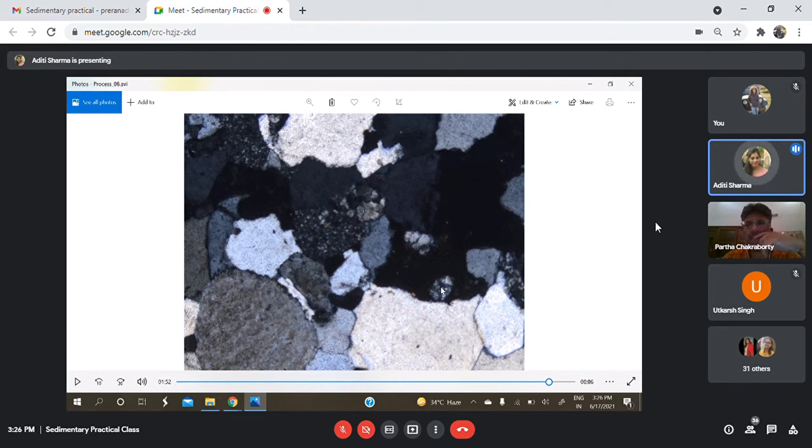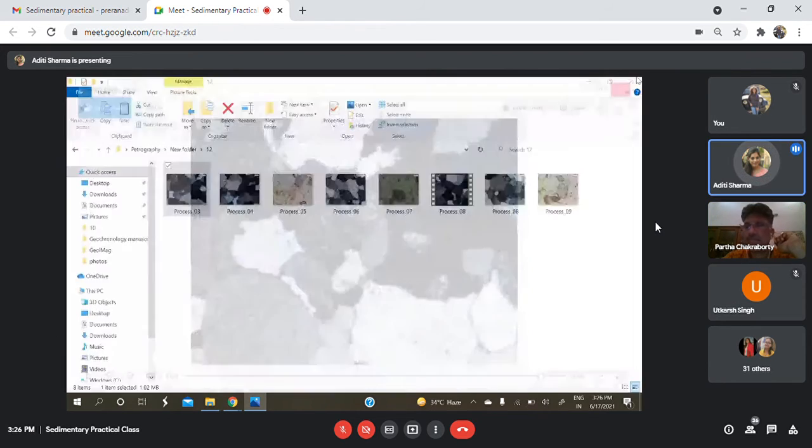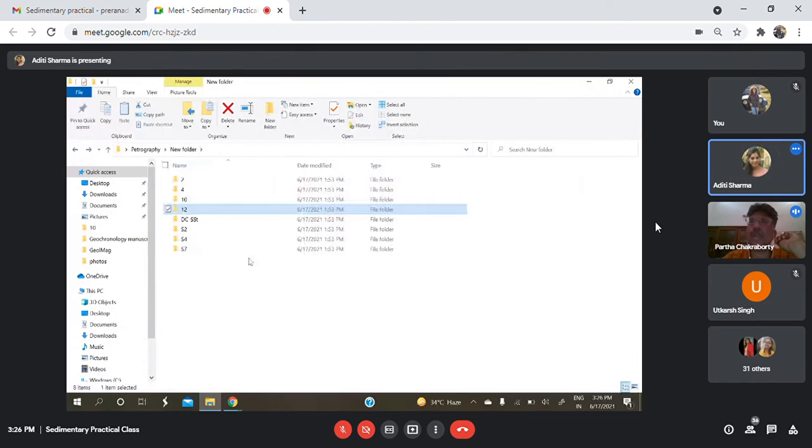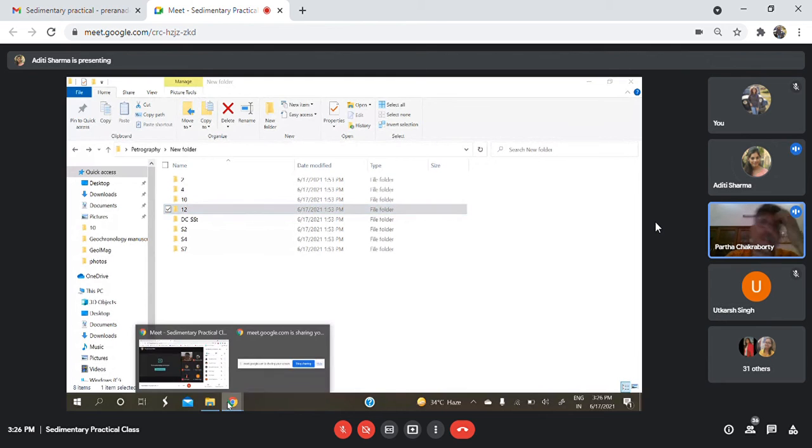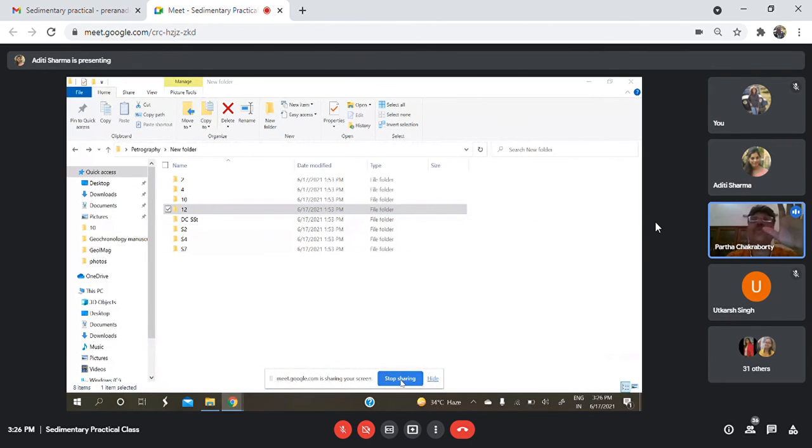This slide is finished. So we will end today with this lithic arenite. I have one more slide to show. No, we will show it in the next class. Okay, sir. So today what we have shown is the quartz arenite, arkose, and lithic arenite.